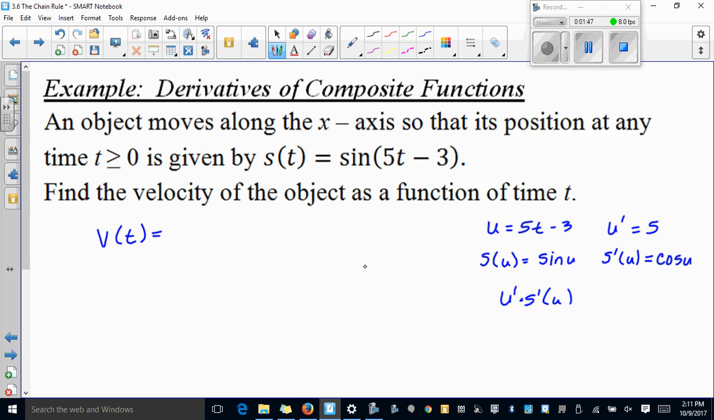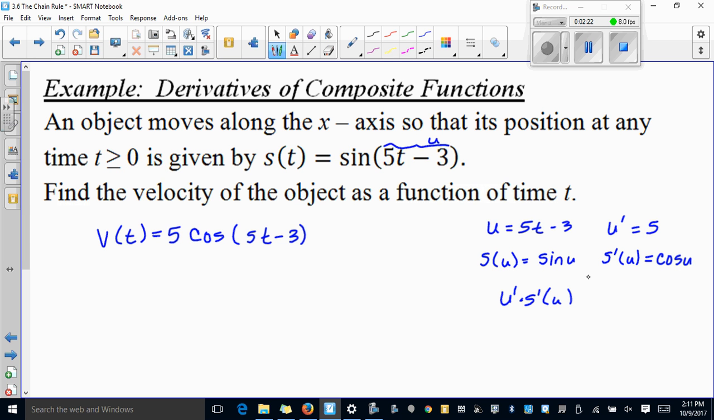So again, it's just breaking it out. What is it on the inside? 5t minus 3, and its derivative. And now take this out, so this is u. So now we have s of u. S of u is sine of u. Its derivative is cosine of u, and then the derivative altogether, so the dx, or in this case dt, is going to be u prime times s prime of u. Let's try this one again.